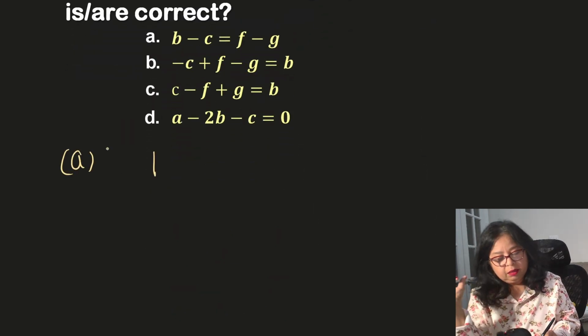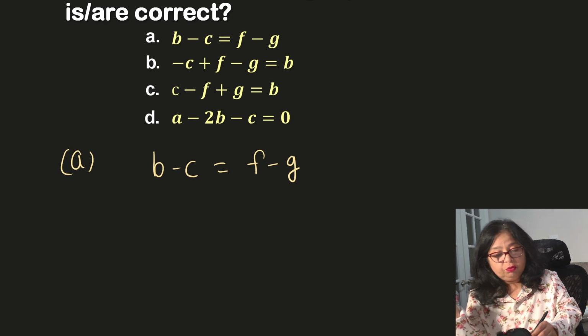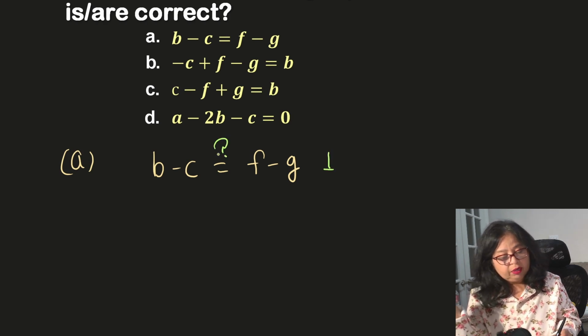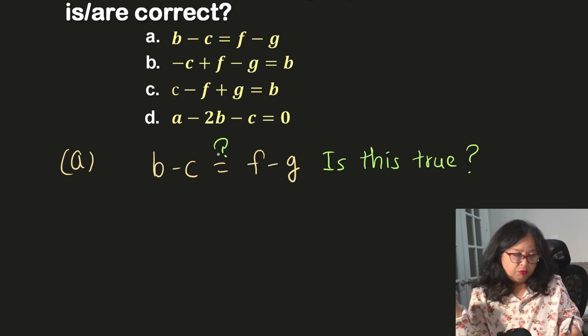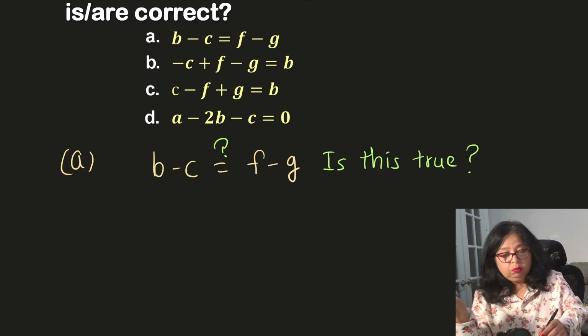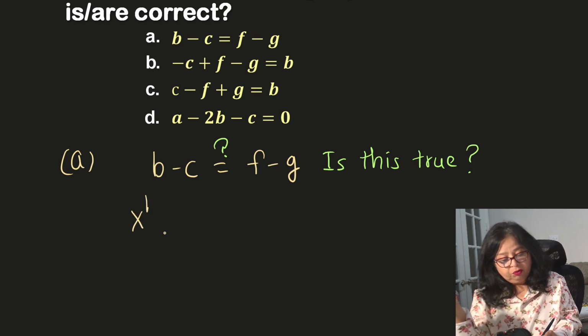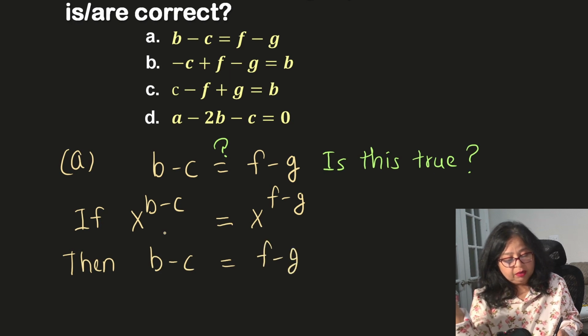Option A says b minus c equals f minus g. And we don't know if this is true, right? So we want to find out, is this true? How do you do that? Now, if I could show that x to the power b minus c equals x to the power f minus g, then in that case b minus c equals f minus g.